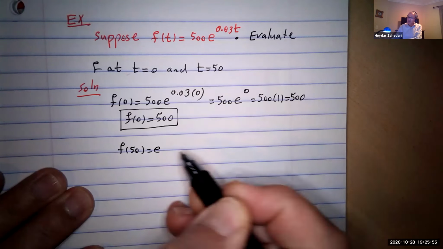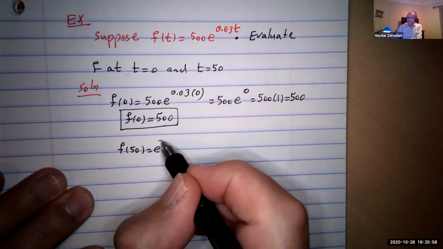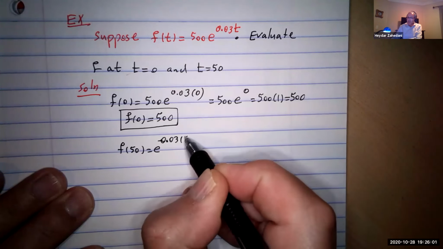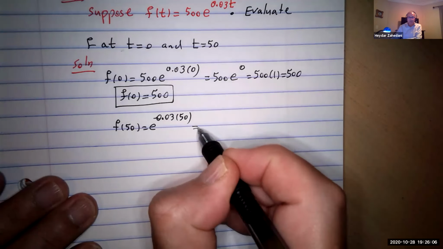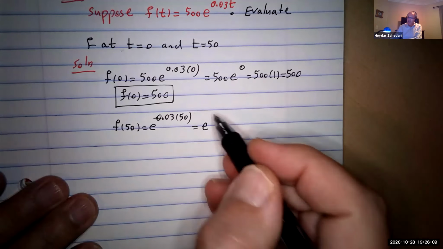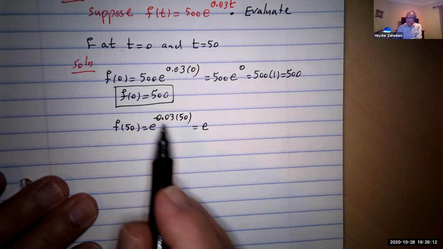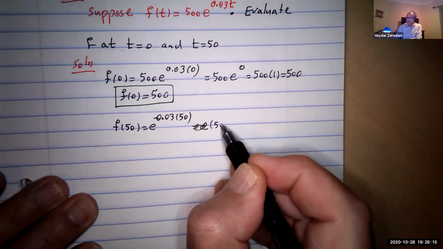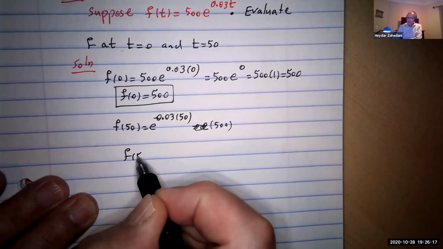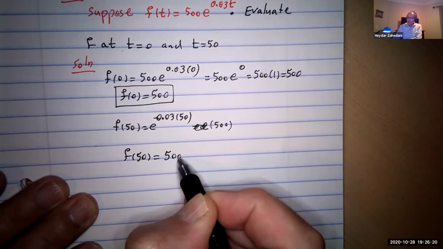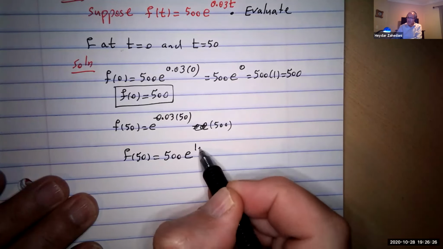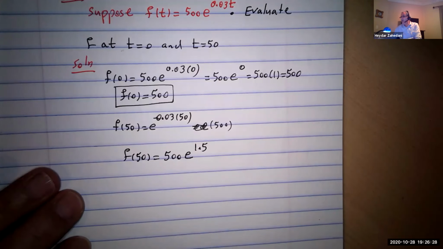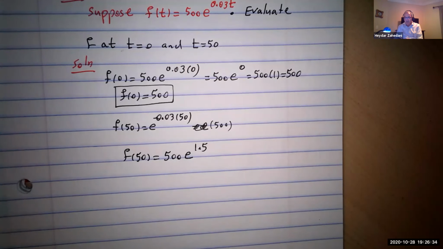f of 50, just substitute. f of 50 is going to be e to the 0.03 times 50. You have to use your calculator. Oh, I missed the 500, sorry. It's a times 500. So f of 50 is going to be equal to 500 times e to the, that would be 1.5. You cannot leave it as e to the 1.5. On the test, you have to use your calculator and give us this number.